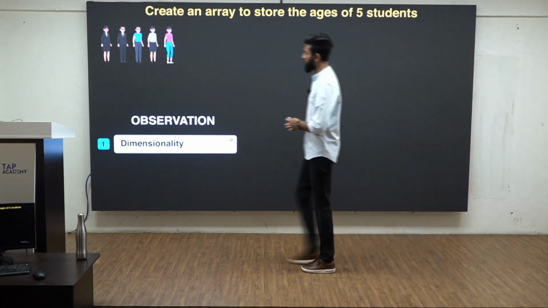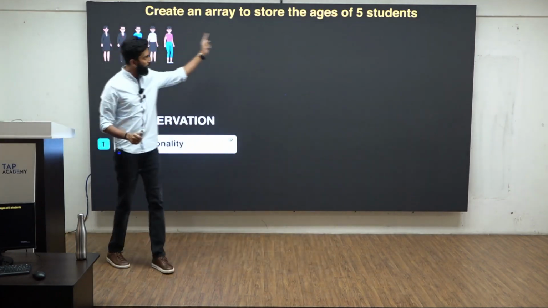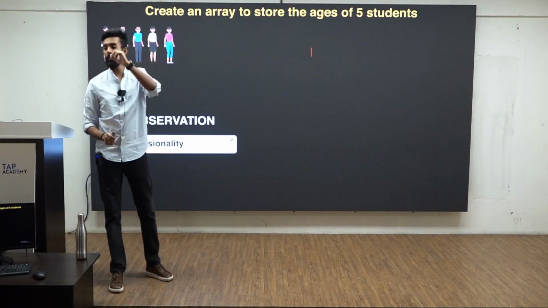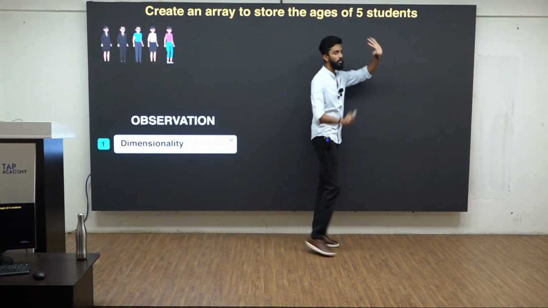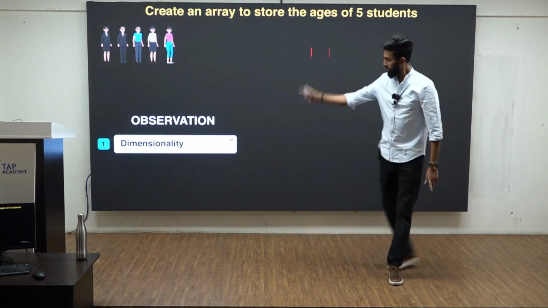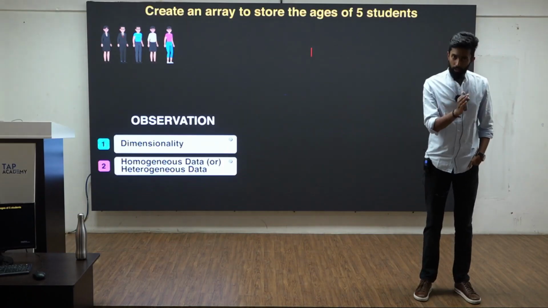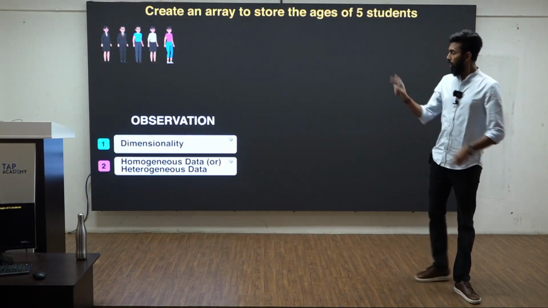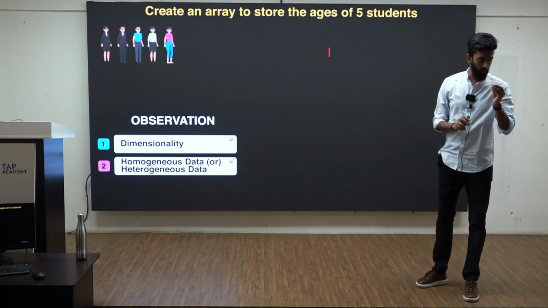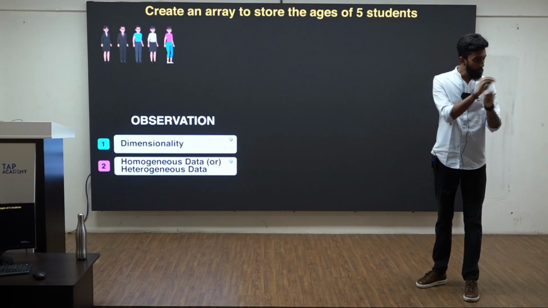Okay, sir. Next what? Which means, tell me in this case, what do you think should be the dimensionality? One dimension. Because the only dimension I need to know is which student. That's all. Correct? Second observation. Is the data homogeneous or heterogeneous? Sir, we didn't understand. Homogeneous is a hi-fi word for same type. Heterogeneous is a hi-fi word for mixed type.